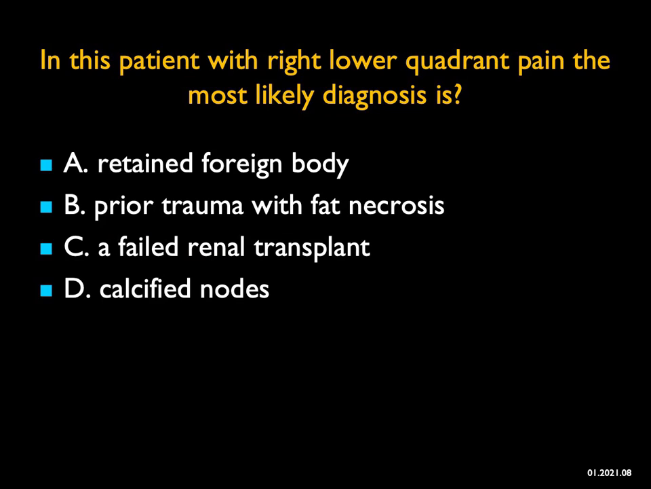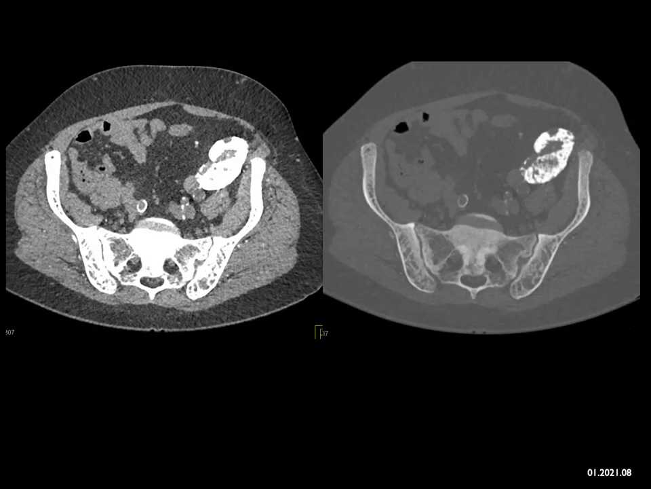This patient had a history of right lower quadrant pain. So what's the best diagnosis? It's interesting, the right lower quadrant truthfully has nothing. The left lower quadrant is the problem. Well, what is that? It looks like a calcified mass.